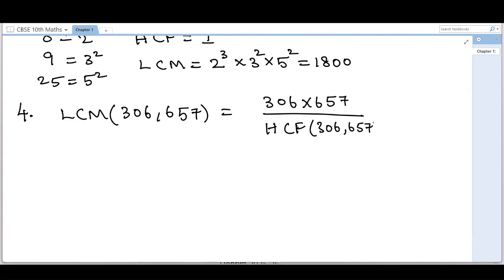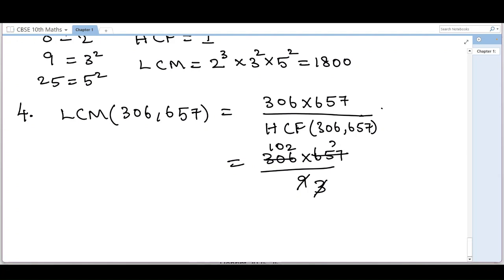And in the question it is given that the HCF is 9. So we need to divide the product of the two numbers by 9. So if I divide it by 3, then I will have double 2,338 is the LCM of the two numbers.